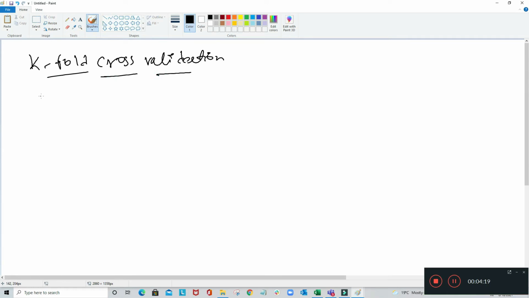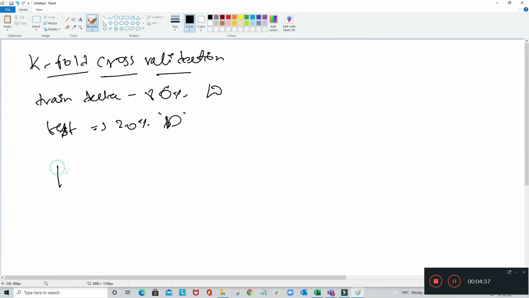So what KFold cross-validation does is, say we have the data set: a train set of 80% of the original data, and test is 20% of the original data. From the train set, say imagine we make it into 4 equal parts. So let it be D1, D2, D3, D4 train data.